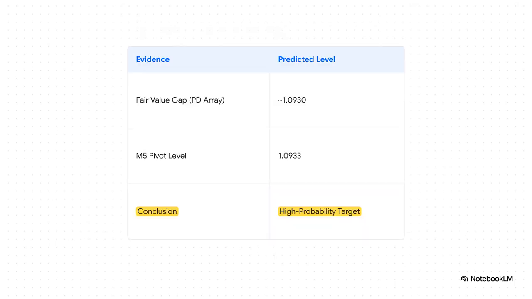This is where it all comes together. Check this out. First, there was a fair value gap, a key PD array, sitting right around that 1.0930 level. That's one piece of the puzzle. At the same time, a totally separate analysis using the floor trader pivots showed the M5 pivot level was at 1.0933. You see that? We have 2 completely different tools pointing to the exact same 3 pips zone. That is the kind of powerful confluence that gives you the confidence to call a daily high.